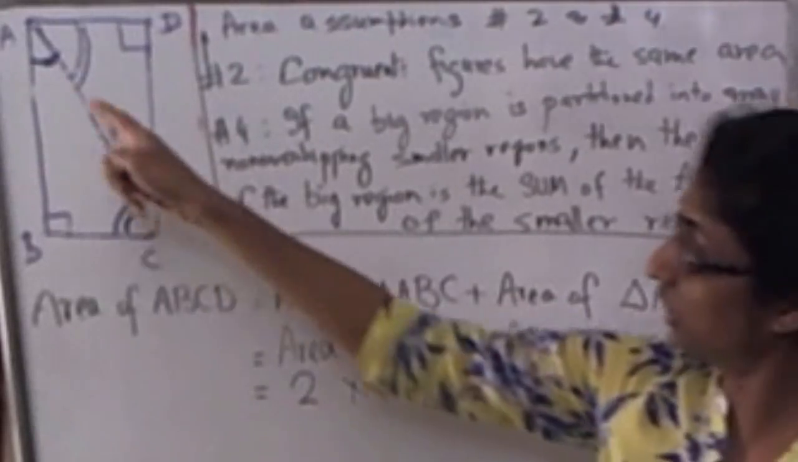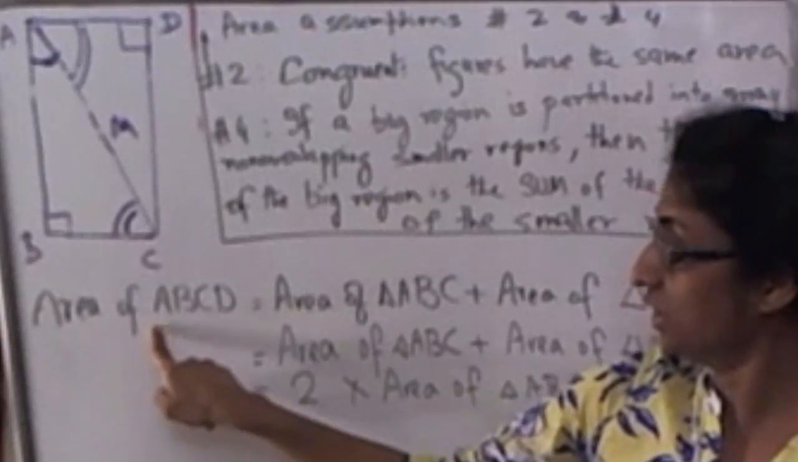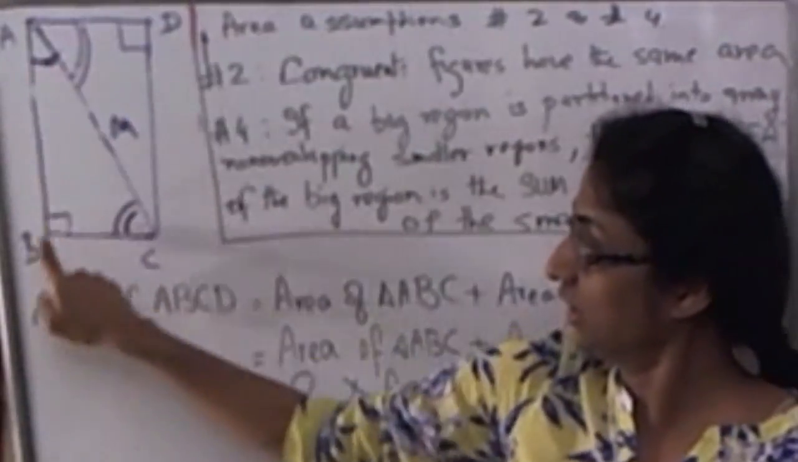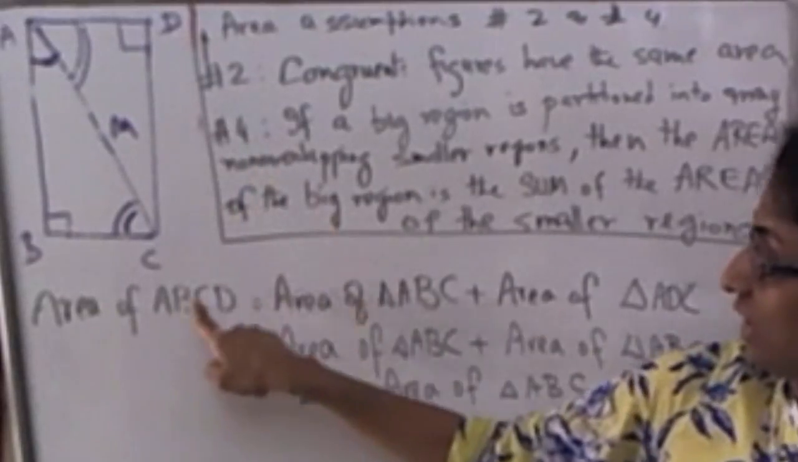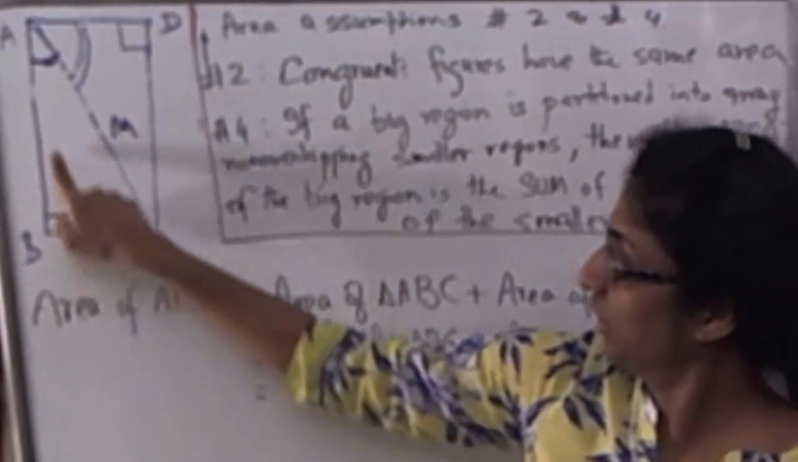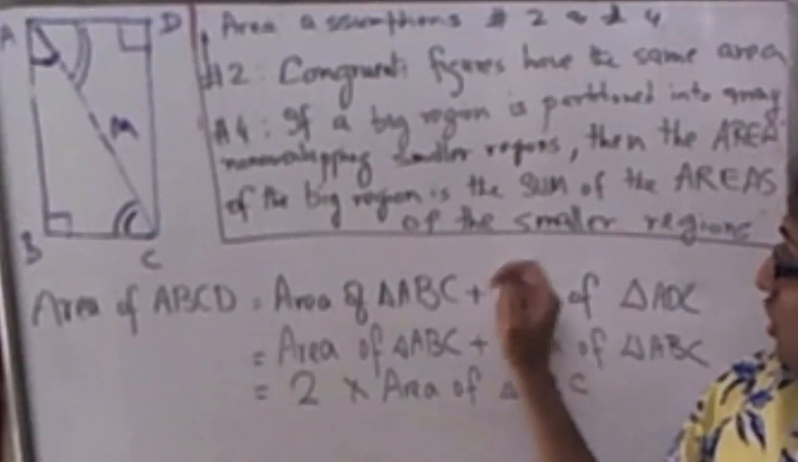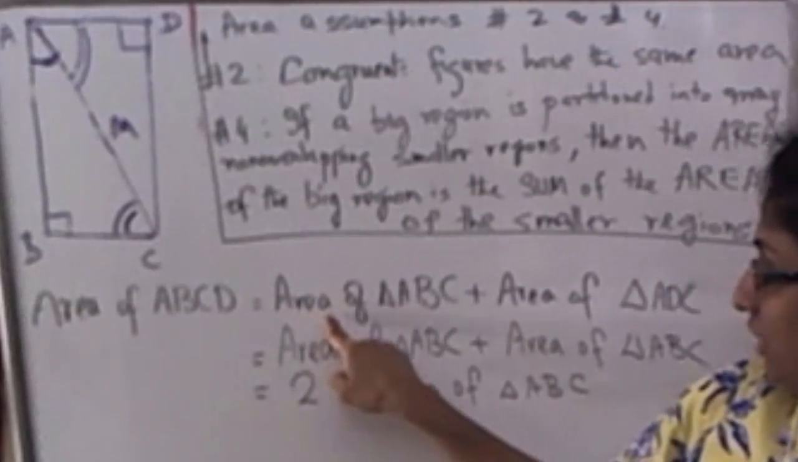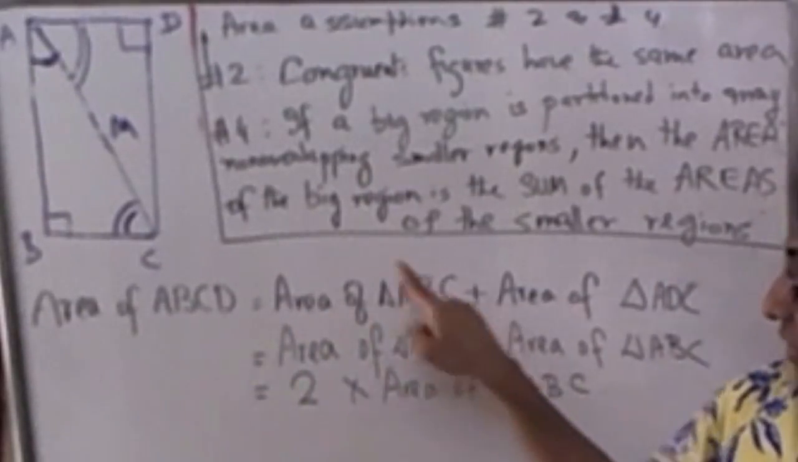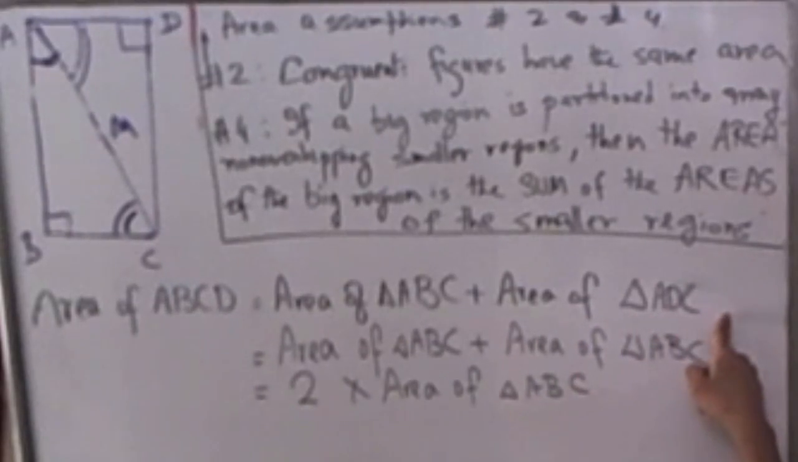Here that's relevant because our big region is ABCD. So what we have is the area of the big region ABCD. We are saying by area assumption number 4 that this area is equal to the sum of the areas of the smaller regions. The smaller regions here are this triangle, the area of triangle ABC, plus this triangle, which is the area of triangle ADC.